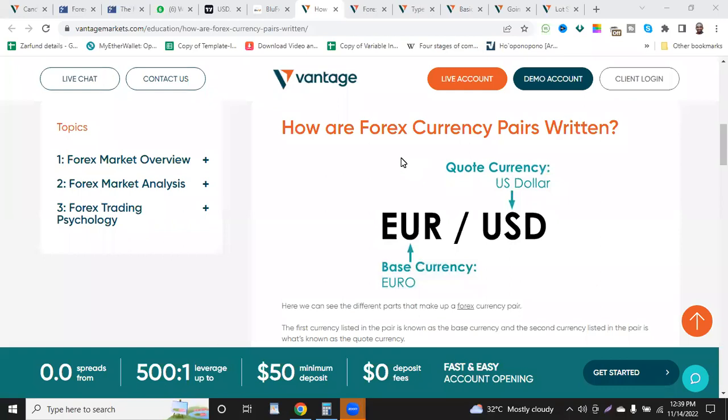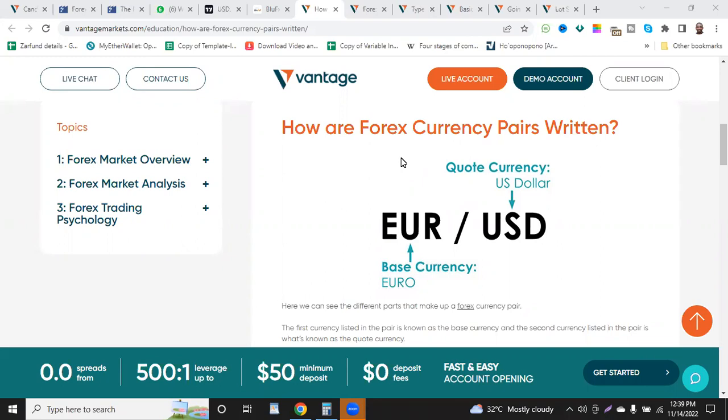The other day, we had discussed a lot of things, the very basic things about Forex. Okay, so we started from scratch and we discussed a lot of things. So here now we're talking about currency pairs. We said earlier that currencies are traded in pairs.